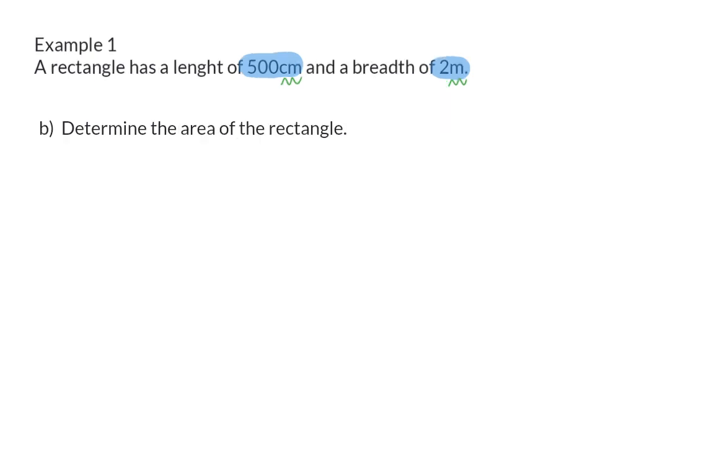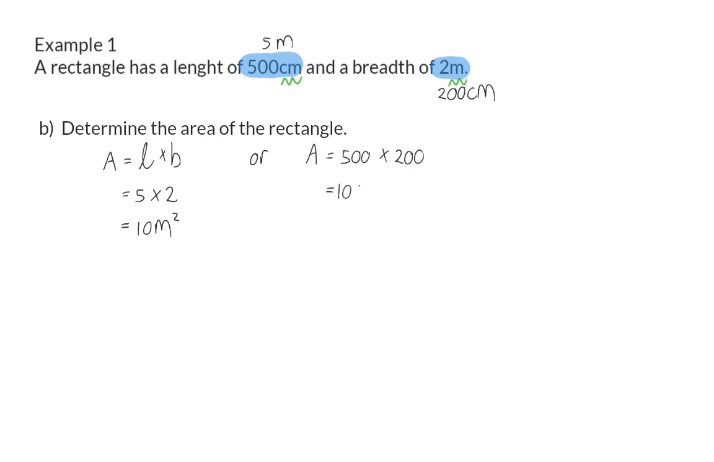Question B. Determine the area of the rectangle. We already know that 500 centimeters is 5 meters and that 2 meters is the same as 200 centimeters. For area, we have the formula length times breadth, which you can do as 5 meters times 2 meters to get to 10 meters squared. Or you can say that you're going to work with 500 centimeters times 200 centimeters. That will give you 100,000 centimeters squared.